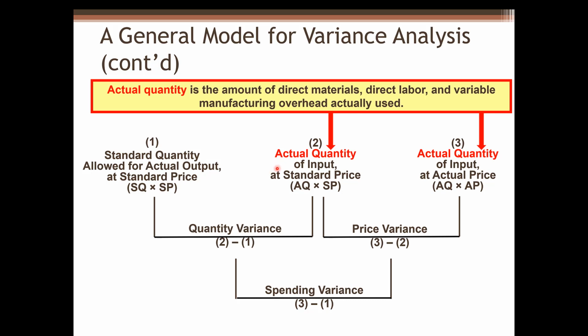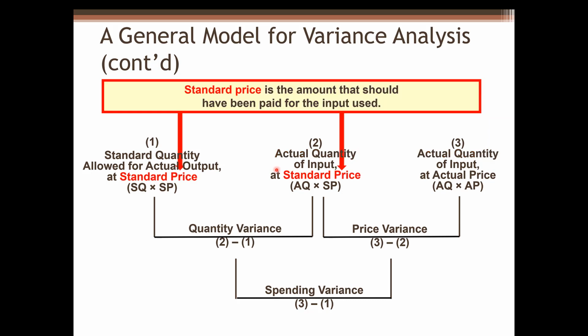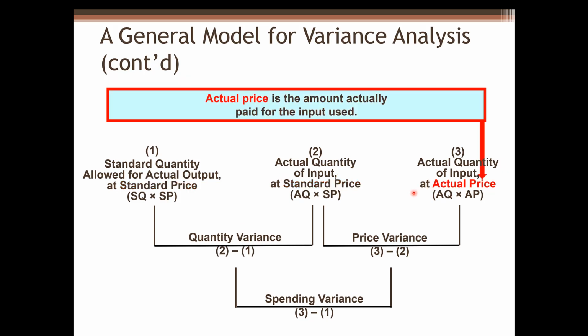Actual quantity represents the actual amount of direct materials, direct labor, and variable MO used. Standard price is the amount which should have been paid for the input used. Actual price is the amount actually paid for the input used. Now if you take a look at the whole picture of the general model, we have column 1, standard times standard. Column 2, actual times standard. Column 3, actual times actual. And we can calculate quantity variance and price variance.